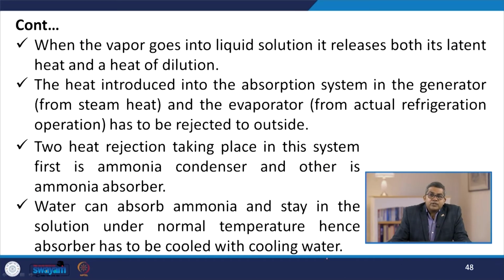The heat introduced into the absorption system in the generator from steam heat, and the heat from the evaporator, that is from the actual refrigeration operation, has to be rejected to the outside, that is to the sink. Now, two heat rejections take place in the system, first in the ammonia condenser and the other in the ammonia absorber. Water can absorb ammonia and stay in solution under normal temperature. Therefore, the absorber has to be cooled with cooling water. The evaporated ammonia in the generator passes through the distillation column, where ammonia is concentrated into pure ammonia vapor before going to the condenser.